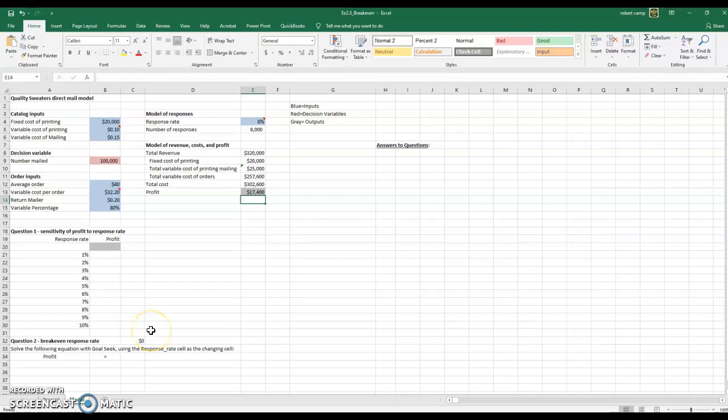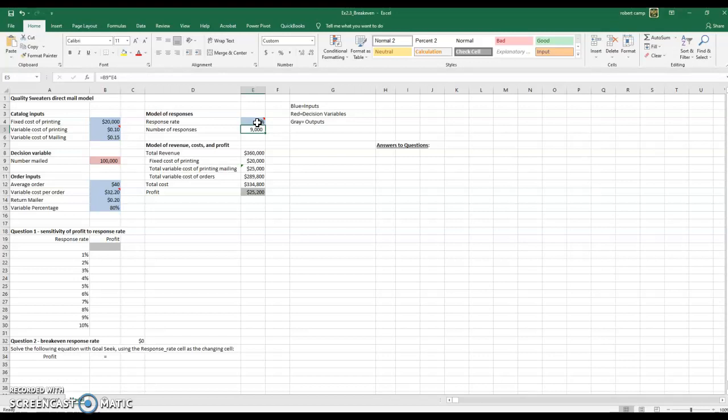So the first thing that we're going to do, question one, is the sensitivity of profit to response rate. So basically we're going to attenuate the equation. What does that mean? That means that I'm going to change a variable to see how it changes. Now, I could sit here and go, okay, well, I'm going to put in 10%, and then I could write down what this profit is, and then we'll put 9%, and so on and so forth. That doesn't really help. That's a brute force kind of way of doing it.